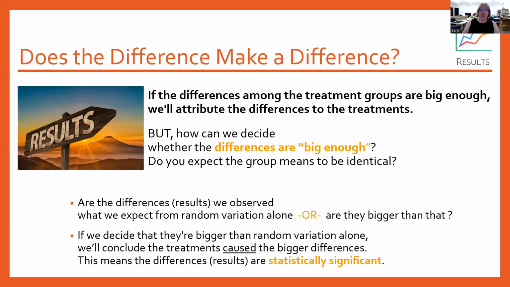So are the differences, the results we observed, what we might expect from random variation alone, so just kind of close, but not identical, or are they a lot bigger than that? If we decide that they're bigger than random variation alone, we're going to conclude those treatments cause the bigger differences. And in statistics, what we say is this means that the differences or the results are statistically significant. So you've probably heard that phrase before, and that's what it means. It means the results of your experiment were pretty different in a way that you were amazed or surprised. So you concluded that that treatment is what caused that difference.